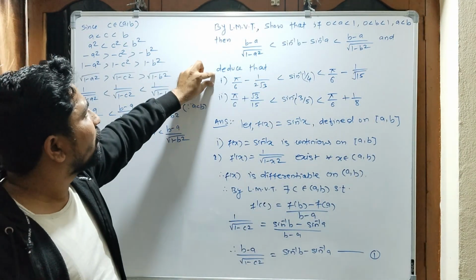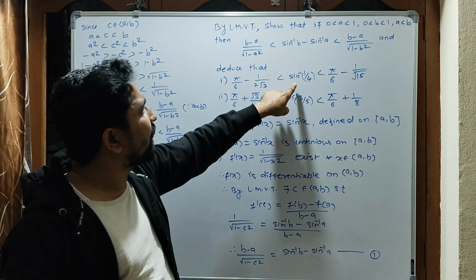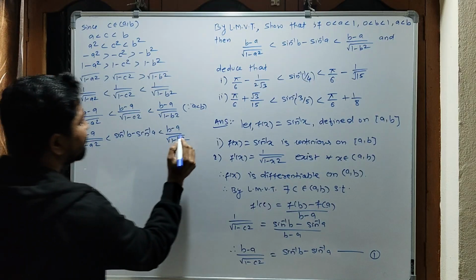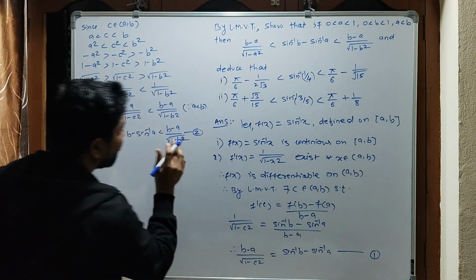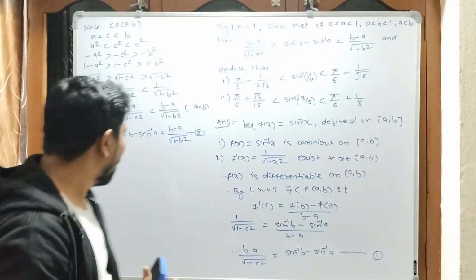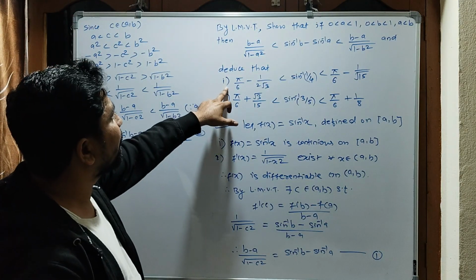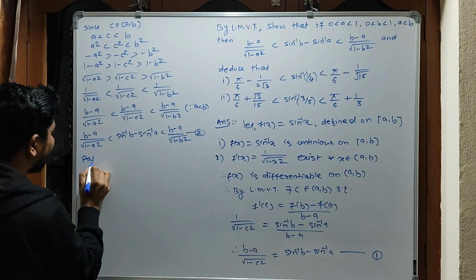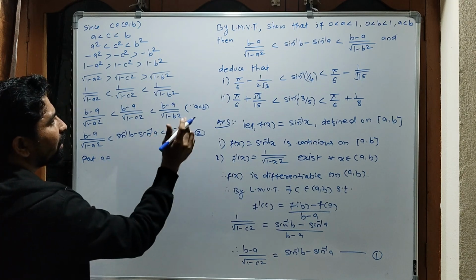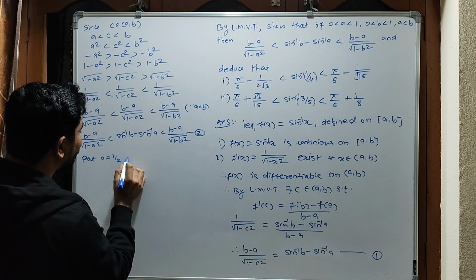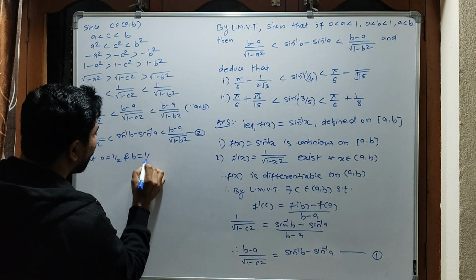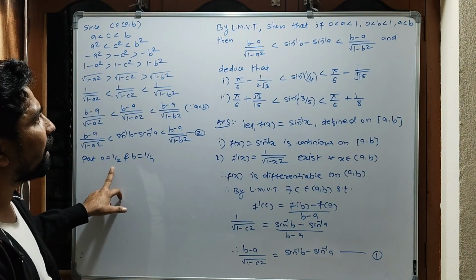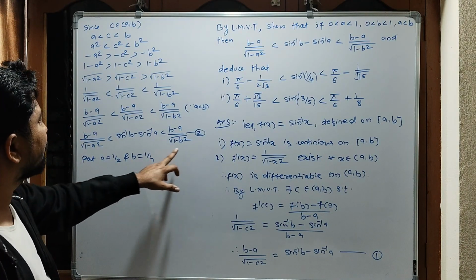Now we have to show this inequality with the help of this. Let's say this is your equation number 2. Now here put a = 1/2 and b = 1/4 in this equation.